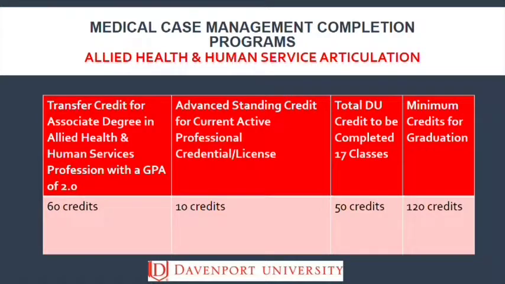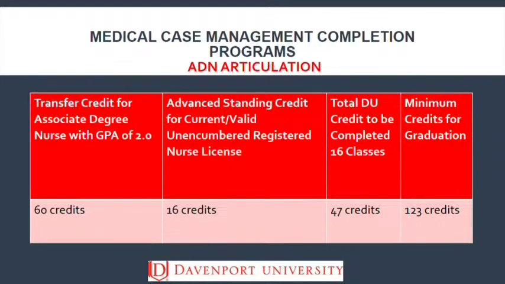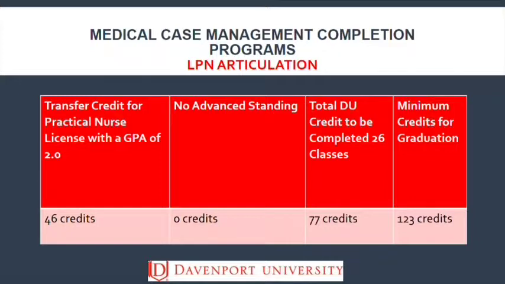So allied health and human service articulation is 60 credits transfer, 10 for their license, maybe they're a respiratory therapist, 50 credits to be completed, and not more than 120 credits. And for the ADN, it's the same, 60 credits transfer, 16 advanced standing, 47 to be completed, at 123. So that's a little bit higher. And for LPN, 46 transfer, 0 in advanced standing, and 77 credits to be completed, 123 credits.